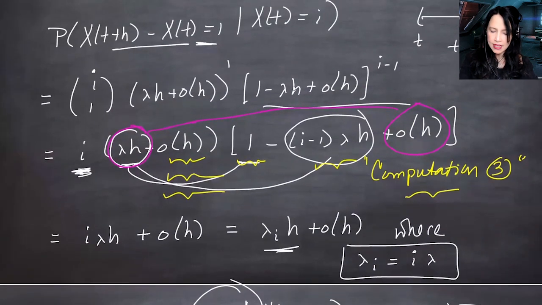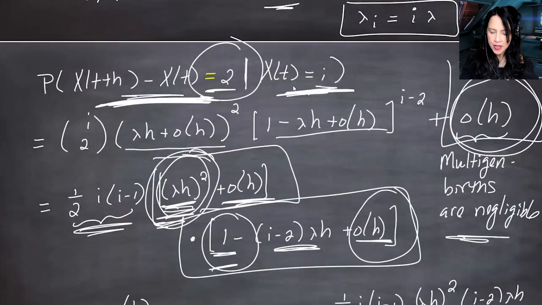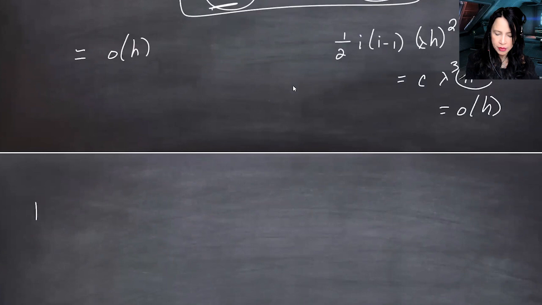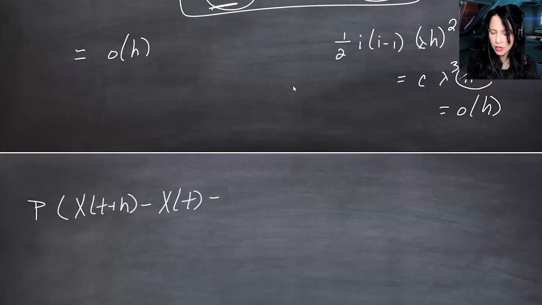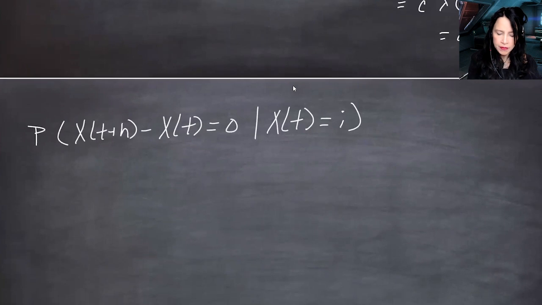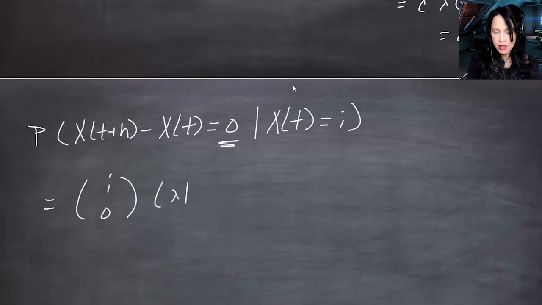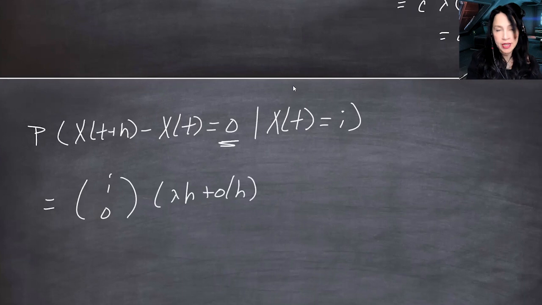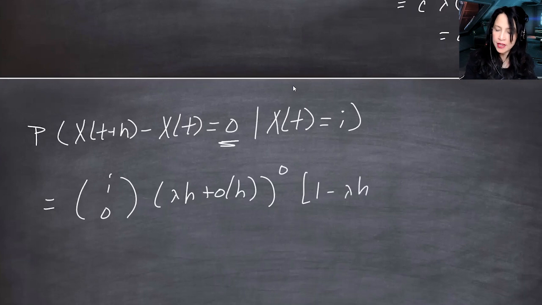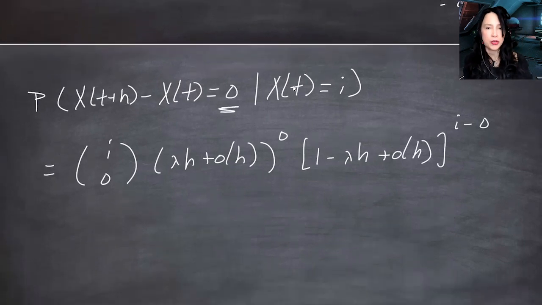We looked at the I equals 1 case and got this. And so I would look at the probability that X(t plus h) minus X(t) equals 0 given X(t) equals I. Actually, let's do this really, really quickly. There's no problem with multiple births or anything like that. Out of I people, we have to choose 0 to give birth. The birth probability for any individual is lambda h plus little o of h, and 0 of those happen. We get 1 minus lambda h plus little o of h for the rest of the population, the rest of the I minus 0 people.